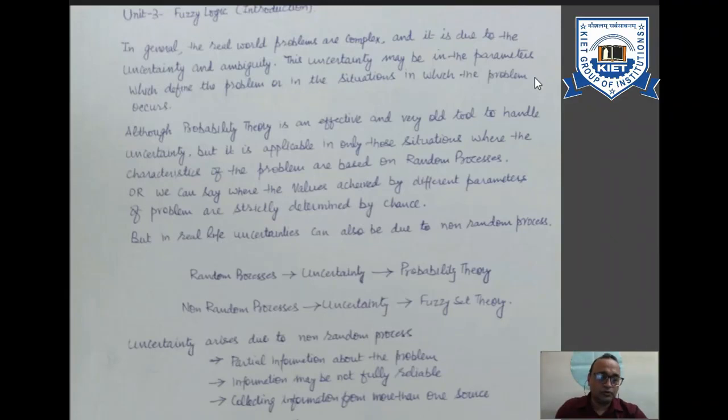So let us look at how it completely works. I'm just starting the basic concept of fuzzy logic in this lecture, and then further we will discuss the different properties and the functions which we can perform on fuzzy logic. Friends, the meaning of fuzzy is vagueness. Fuzzy itself means vagueness.